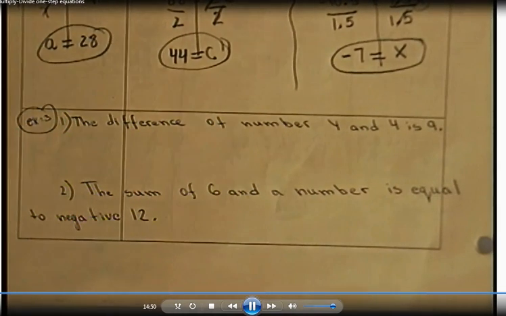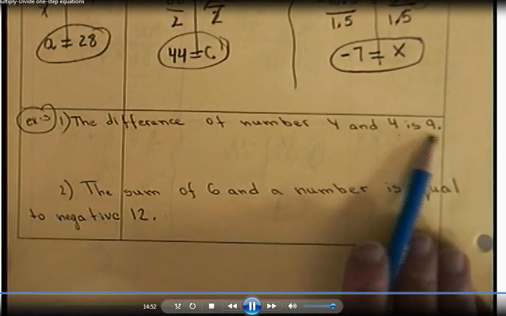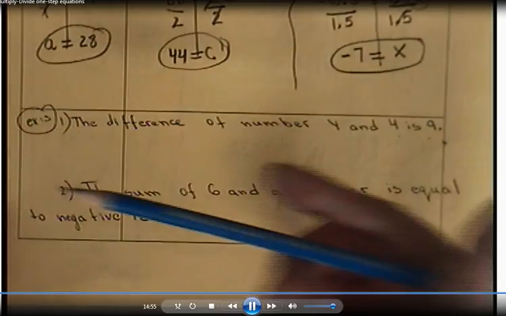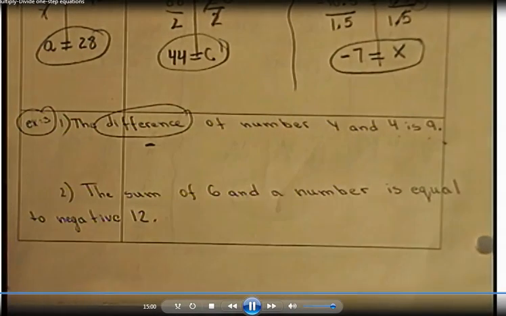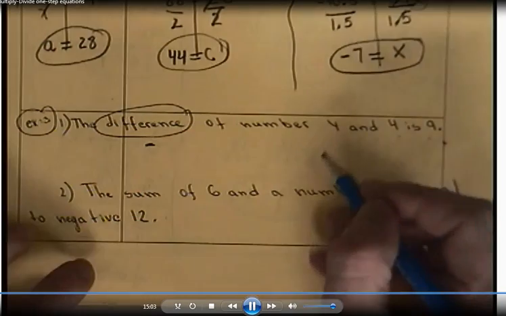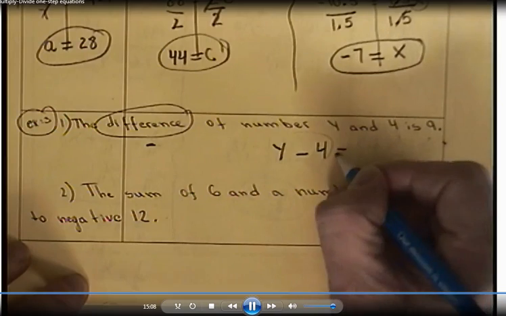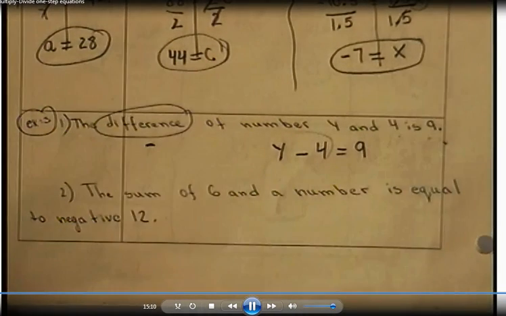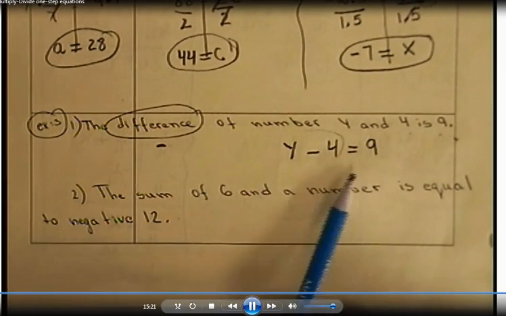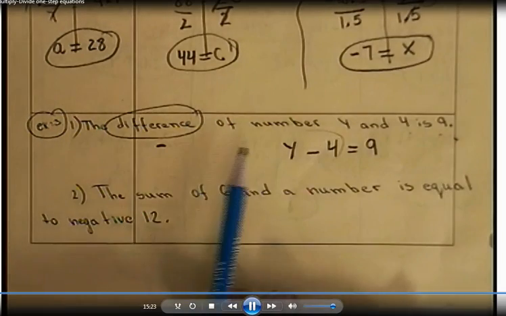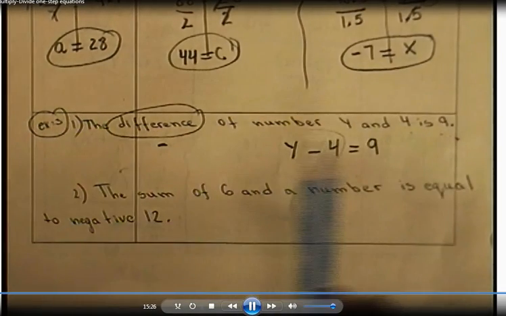Okay, so the difference of number y and 4 is 9. The difference, what is the key word for difference? Well, I bet everybody knows that it means negative sign, right? Difference means negative. So the difference of number y minus 4 is equal to 9. That's what they want to say here. So we're basically just translating some words into an algebraic expression or equation. You don't need to solve it. Let's just write down the meaning of this sentence.